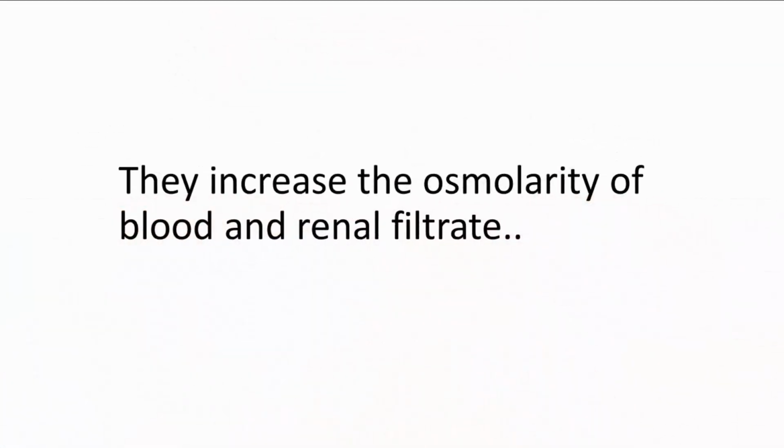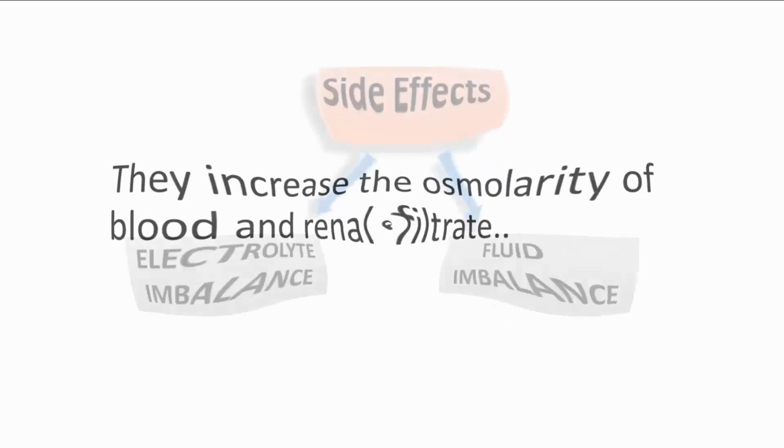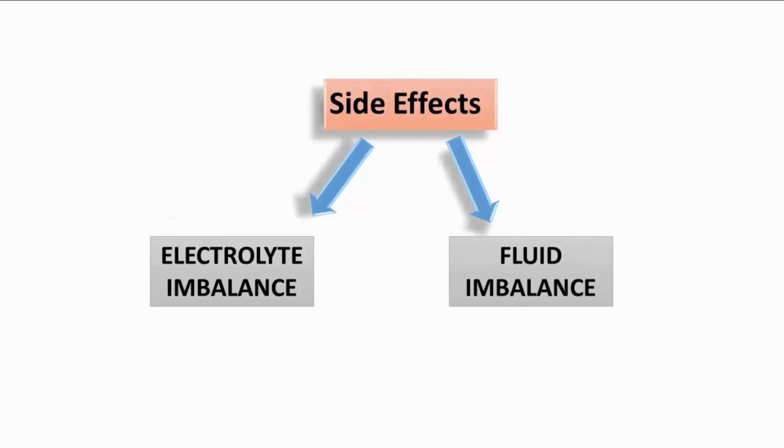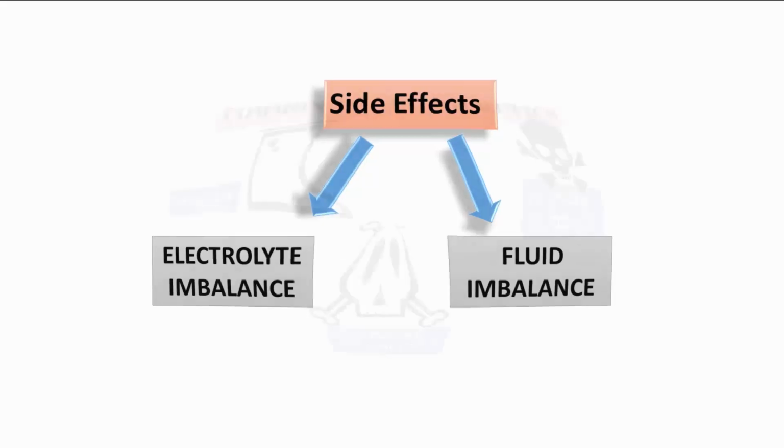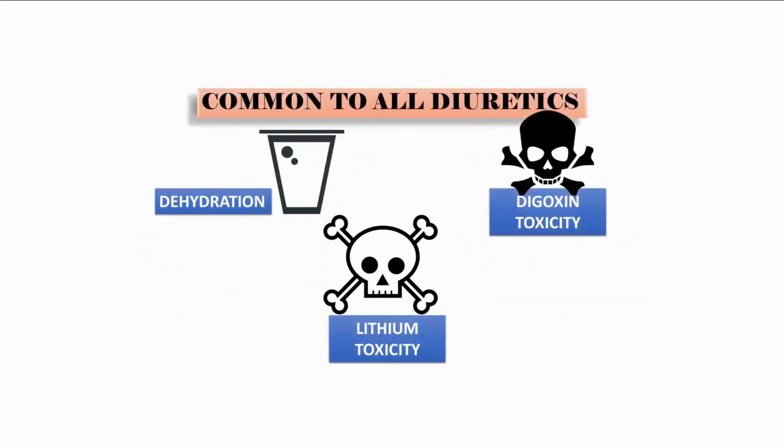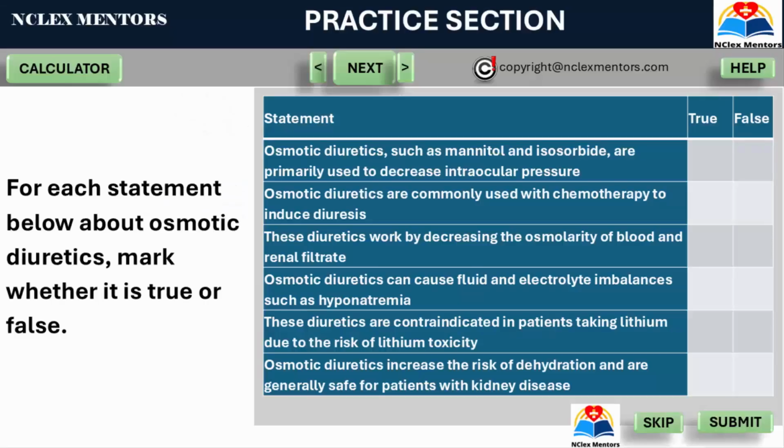So why are drugs of this class called osmotic diuretics? Because they increase the osmolarity of blood and renal filtrate. As side effects, mannitol and isosorbide can cause fluid and electrolyte imbalance as with all other diuretics and can cause hyponatremia. Also, like other diuretics, they can cause digoxin toxicity, dehydration, and are contraindicated in patients undergoing lithium therapy. Osmotic diuretic. For each statement below about osmotic diuretics, mark whether it is true or false.